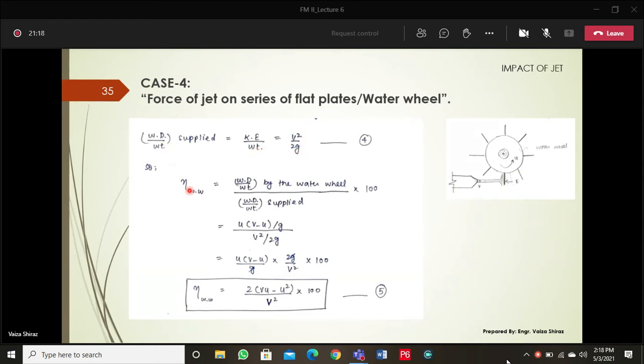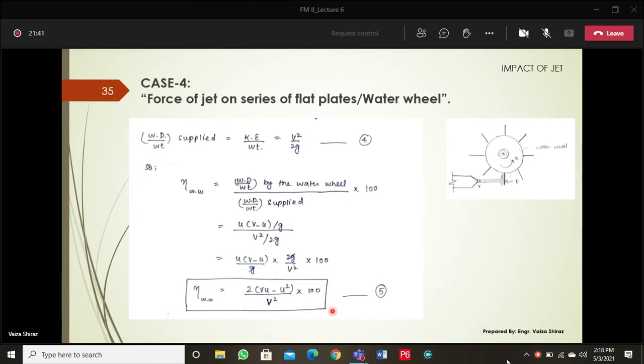So efficiency of the water wheel can be computed by finding the ratio of output and input. Just put the values in the equation, and finally this is your equation for the efficiency of the water wheel. Now you can further generalize this equation. You can find out the condition in which you will get the maximum efficiency.